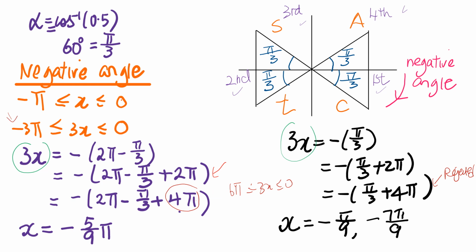But if you find it confusing, like when to add how much, never mind, you just add 2 pi, add 4 pi, and then finally, in the end, you just reject the answer if it's out of the range. So this is how you solve angles in a clockwise direction.